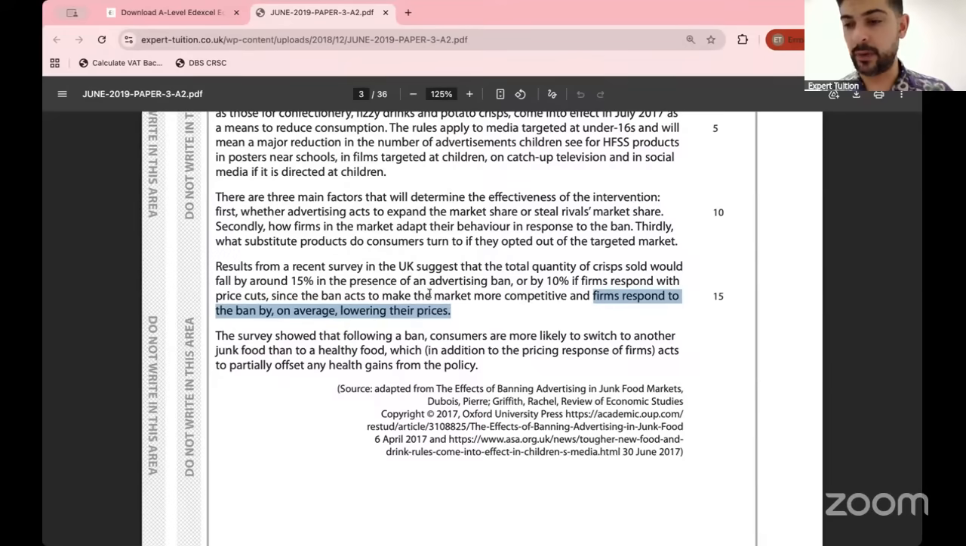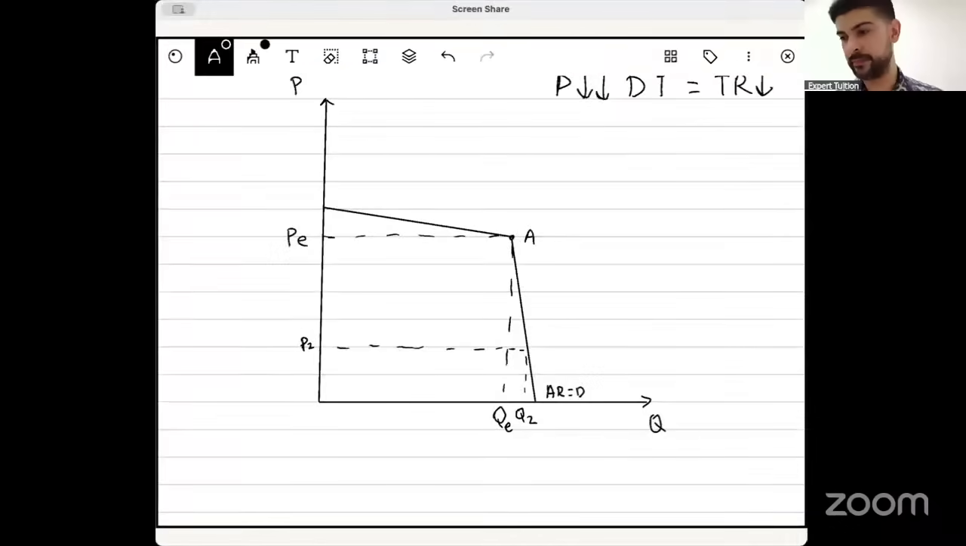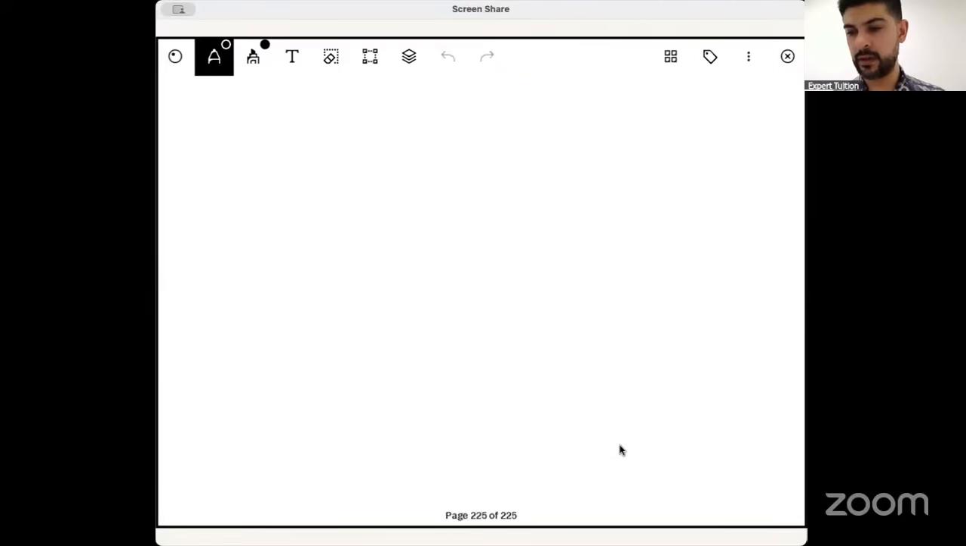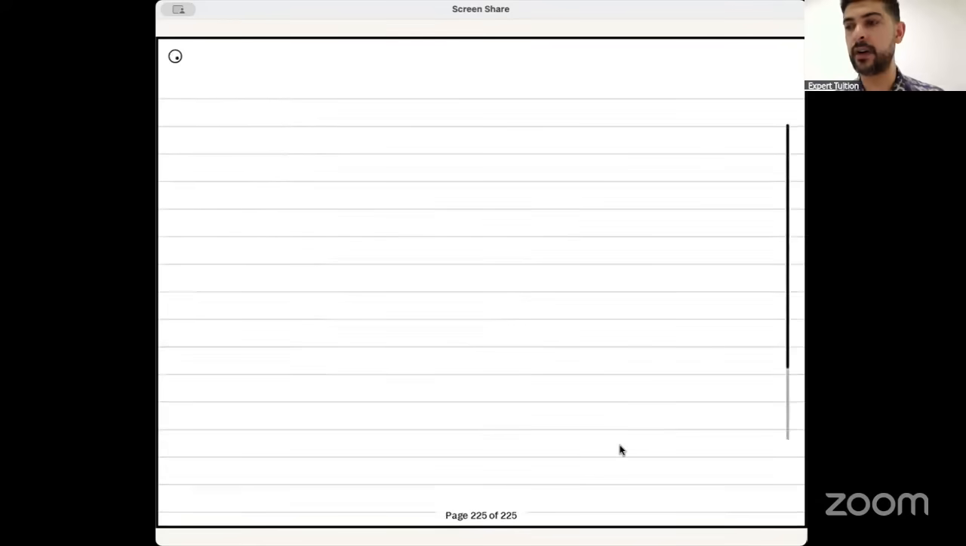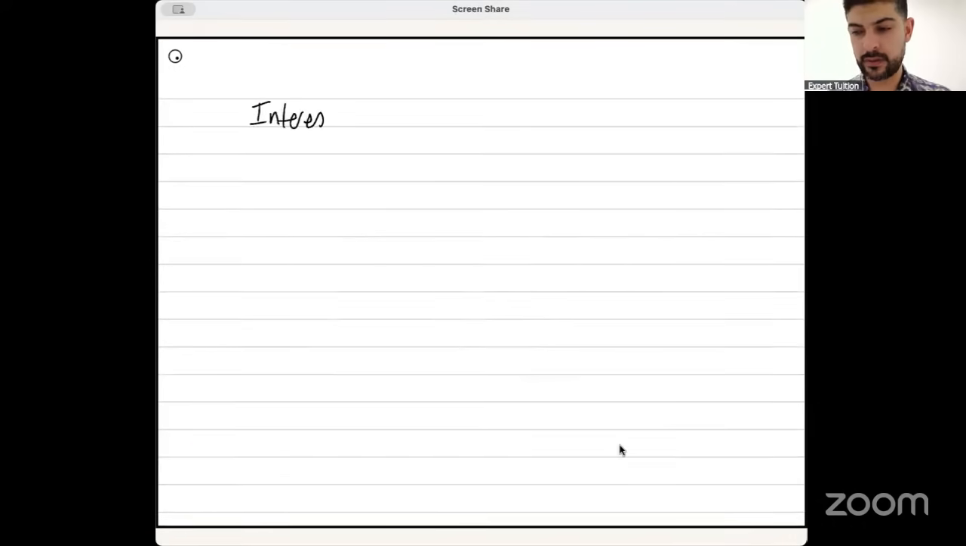The question is as follows. Evaluate the microeconomic and macroeconomic effects of higher interest rates. Okay, let's deal with it. So micro and macroeconomic effects of higher interest rates. So interest rates up.